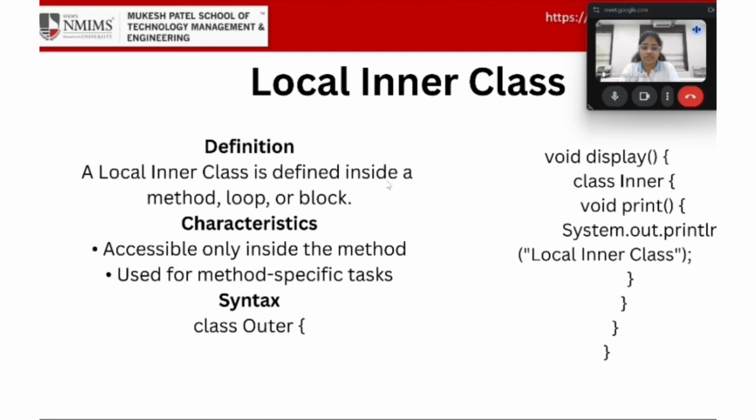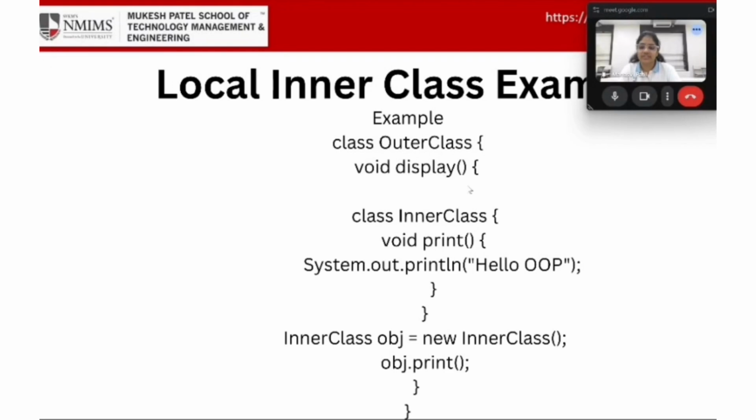Local inner classes are usually used when we need a small helper class that performs a task inside a specific block. Because of their limited scope, they help keep the program clean and prevent unnecessary class exposure. Let's understand the example. So in this example, we define a local inner class inside the display method.